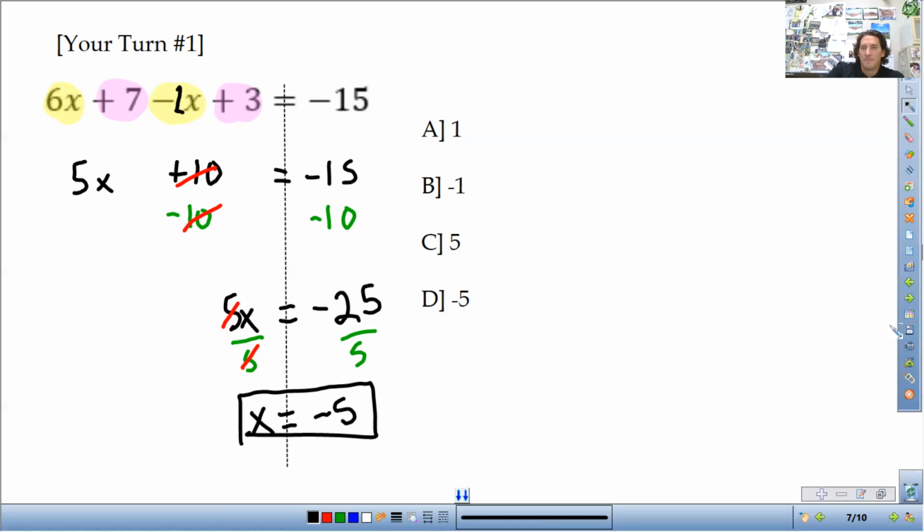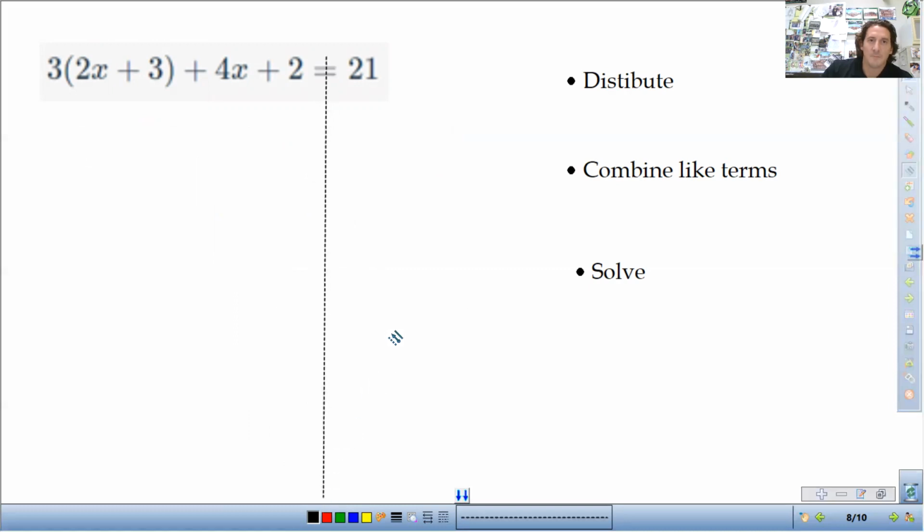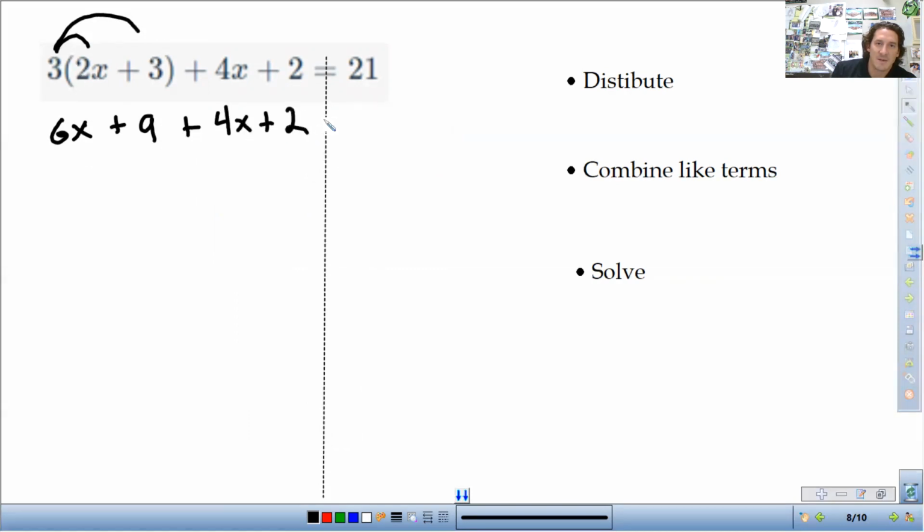So next problem. We are going to combine distributing and combining like terms into one problem. So these are about as long as our problems are going to get. So here, first thing you need to do is distribute. So I'm going to distribute the 3. 3 times 2x is 6x. Bring down the plus sign. 3 times 3 is 9. And then bring down the rest of the problem.